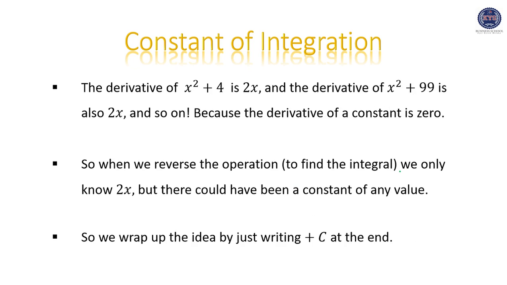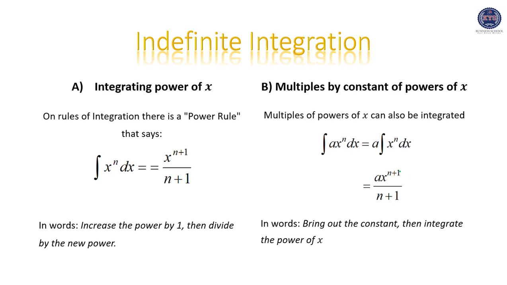Okay, point number 2. When we reverse the operation to find the integral, we only know 2x, but there could have been a constant of any value. So we wrap up the idea by just writing plus c at the end. I already mentioned the plus c, you will have to put the plus c because it's compulsory. Okay, compulsory. Okay, moving on.